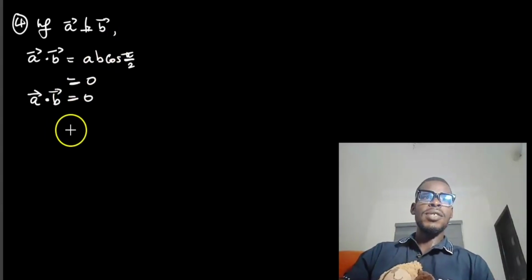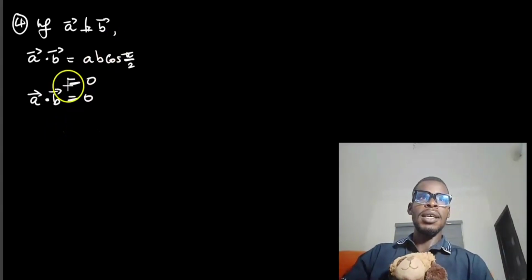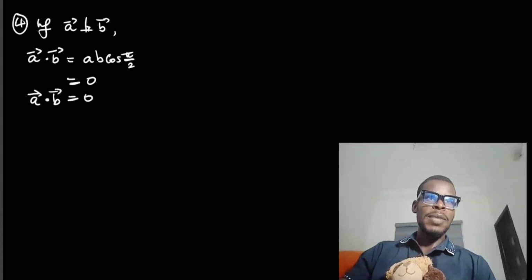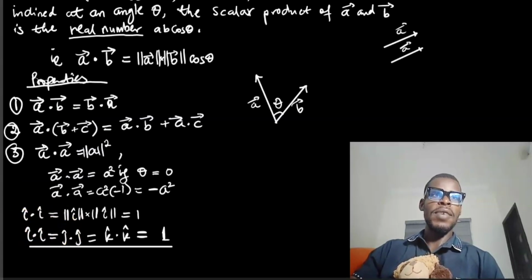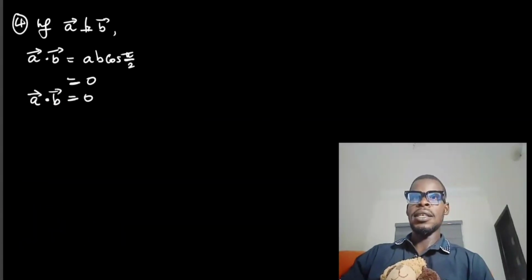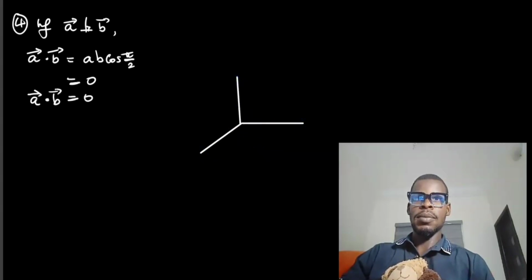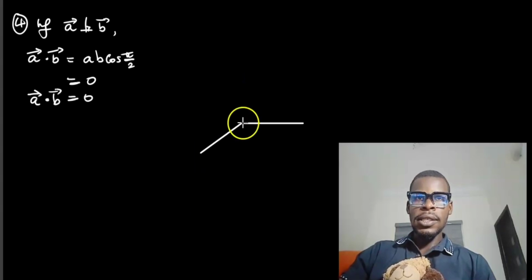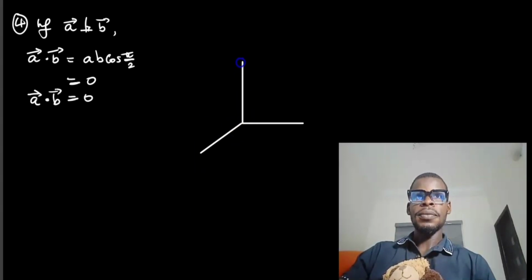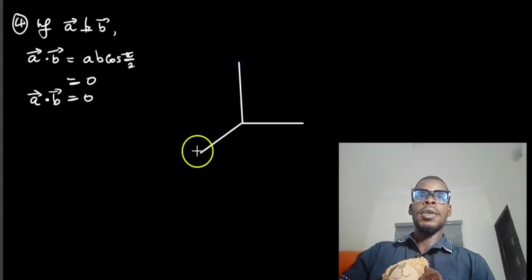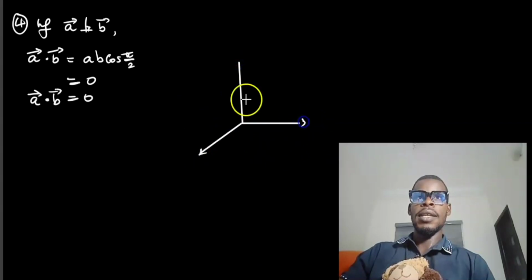But is this the only case? Maybe before we go there, I want us to also look at special cases using the basis unit vectors i, j, and k. Now we know that unit vector i is along the x-axis, while j is along the y-axis, and k is a unit basis vector along the z-axis. Now, using that, we know that these three axes are perpendicular to each other.